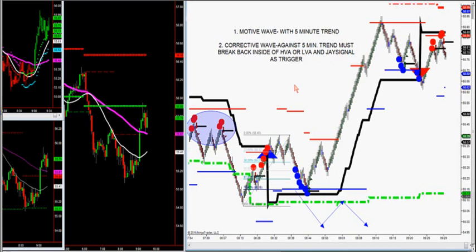The best corrective waves are at session lows and session highs. You're going to see this in all markets. J signal should fire. Now, if it would have given a big red triangle here and never given us an entry, then it would not have been a trade. But you get back inside of LVA, you retest, that's a corrective wave. Okay? We have a lot of videos that explain that if you want to review them. In the last two videos I did, I go over this exact setup to the exact bar, how to get into it.